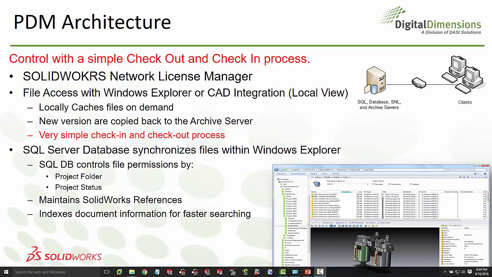The archive server manages the physical files. When the file is needed, it's sent from the archive server over to the client machine where it's opened up in SOLIDWORKS. The engineer makes the change. When the change is completed, the file is checked back in and stored back on the archive server where it can be securely managed. The PDM application is integrated into a familiar Windows Explorer interface as shown down here in the bottom right, as well as directly integrated into the task pane inside of SOLIDWORKS.